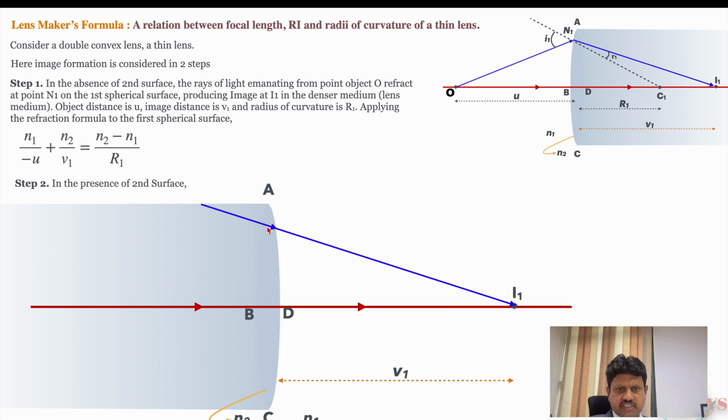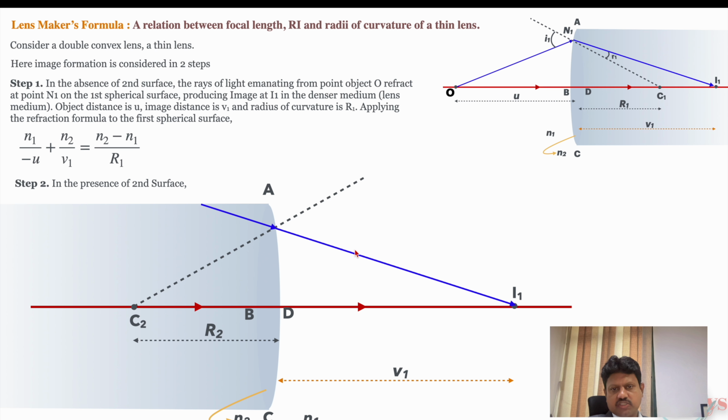The ray which is inside the glass medium, that is here, instead of going straight to I1 creating the image, it will actually undergo refraction once again. To understand the refraction, let us draw a normal. Center of curvature C2 for the second surface, R2 is the radius of curvature. Line from center of curvature to the given point, that is normal.